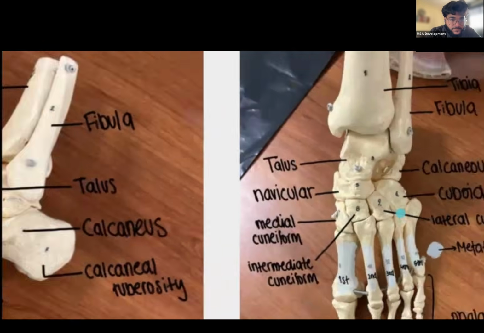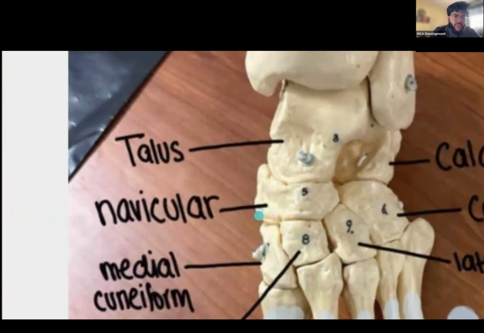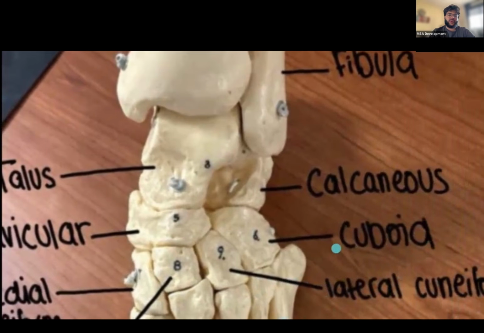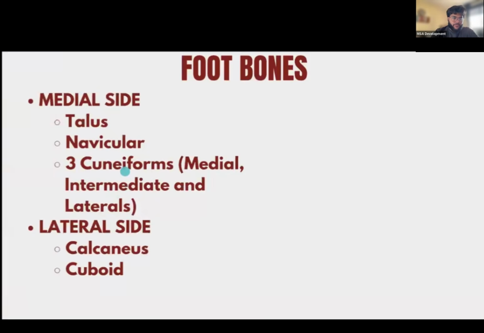Again, another view. We have our talus. In front of it, you have the navicular bone. And in front of the navicular bone, you have the medial, intermediate, and lateral cuneiform bones. And lateral to the lateral cuneiform, you have the cuboid bone. Then you have the metatarsals and the phalanges again. Again, everything that I just said in words.